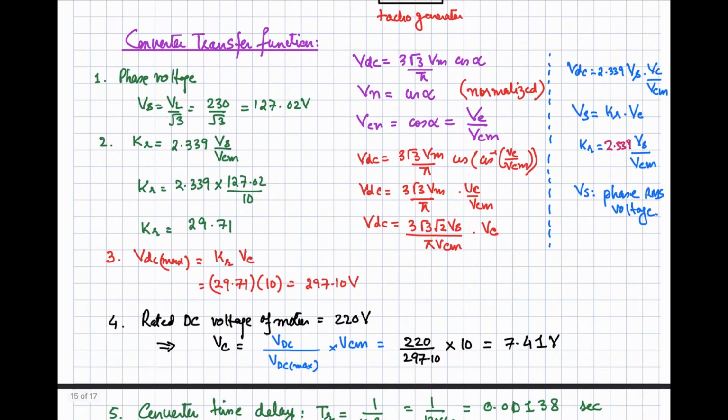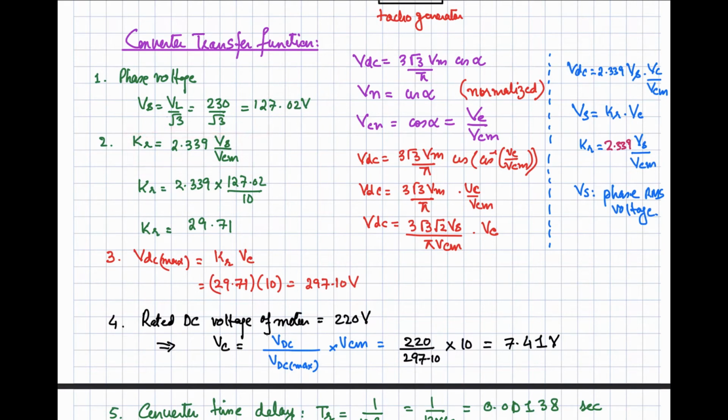The phase voltage first of all can be calculated as V line divided by root 3. So 230 volt is the line to line voltage, so 127.02 volt. Now with this we can find out the gain of your power electronic converter as it is the three-phase converter. In the previous video we have seen how we can find out the gain.